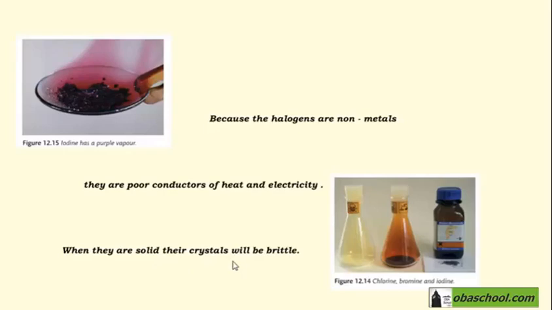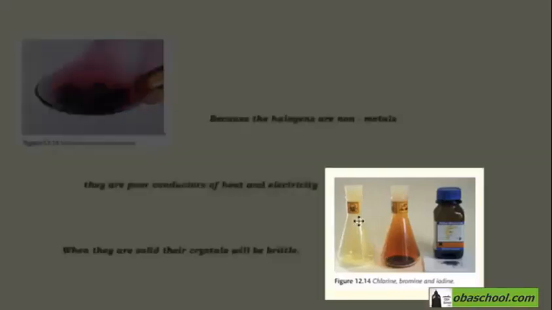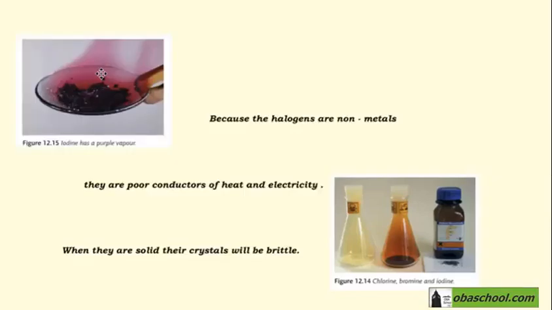And in the picture, you see chlorine close to yellow or pale green, bromine is red-brown, while iodine is solid and its color is dark gray. It's very important to know these physical properties of the halogens.